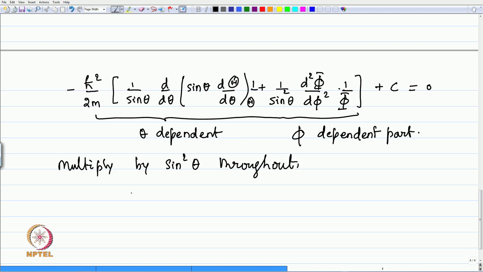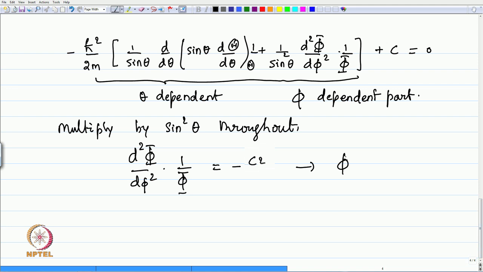and equate the term d square phi by d phi square times 1 by phi to some constant, which by recognition of the particle in a ring problem we would equate to a constant, then the other term will be equal to plus m square. So, this is the phi dependent equation. And for the theta dependent form, there is also a minus h bar square by 2m here.